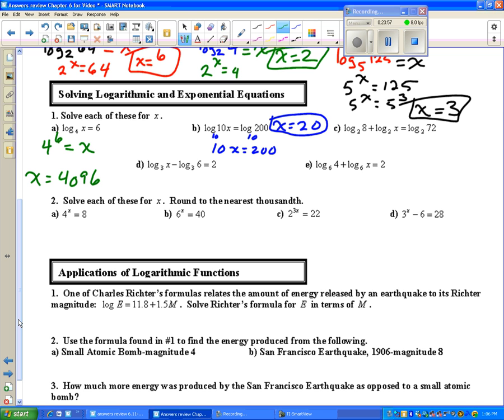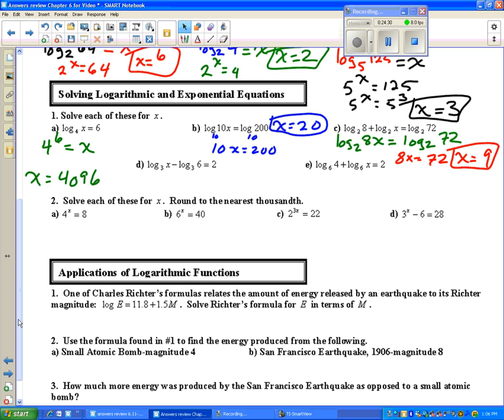Letter C, when I add 2 logs, it's the same as if I was multiplying their arguments. So this is log base 2 of 72. My bases are the same, my logs are the same, so my arguments have to be the same. So I can say that 8x is equal to 72, so x is equal to 9.